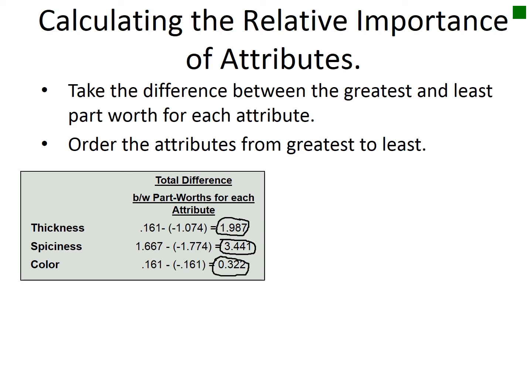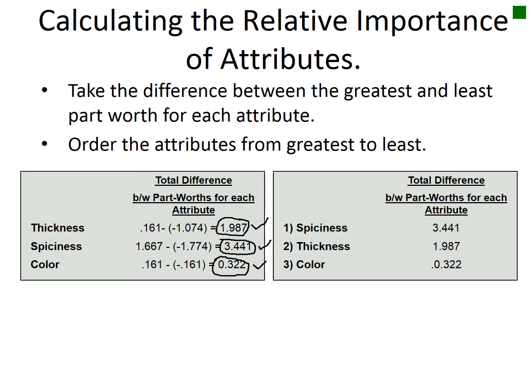And remember, I said color's probably not the most important, and it's the smallest. Spiciness has by far the largest range, and so it's going to be the most significant of the three different attributes here. So again, I want to get spiciness right first, and then I want to get thickness, and then if I can get color right, then that'd be great too. Okay, so number one most important attribute, spiciness, followed by thickness and then color.